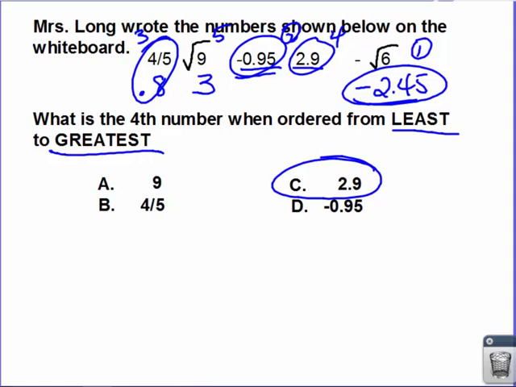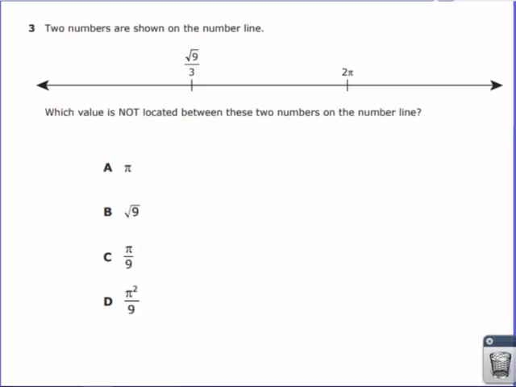Now, what I'd like to do, I want to look at a STAR type question. Okay, how is STAR going to test us on this? Well, here is a question that was on the test a couple of years ago. It says, there's two numbers shown on the number line. Which value is not located between these two numbers on the number line? Okay, so keyword is right there. So I'm looking for which one of these numbers is not found in between that.